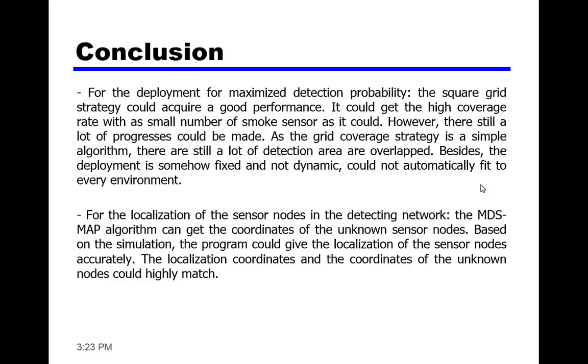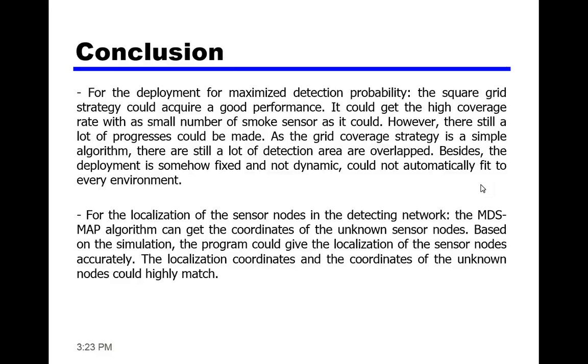For the conclusion, for the deployment, the square grid strategy can achieve good performance. It can get a higher coverage rate with as small a number of smoke sensors as possible. However, there is still a lot of progress that could be made, as a grid coverage strategy is a simple algorithm, and there is still a lot of detection area overlapped. Besides, the deployment is fixed and not that dynamic, and it cannot automatically fit every environment.